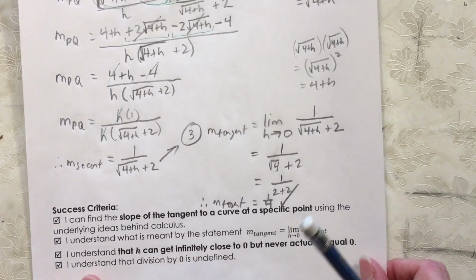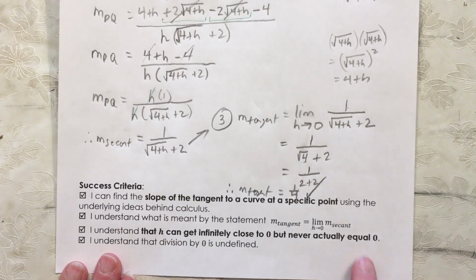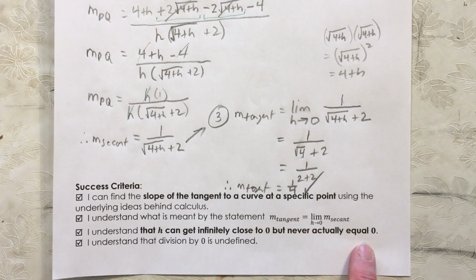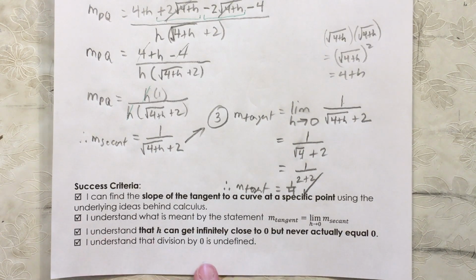Okay, so our success criteria for this first intro to calculus lesson is that we can find the slope of the tangent to a curve at a specific point using the underlying ideas behind calculus. We understand what's meant by the statement that the slope of the tangent is equal to the limit as h approaches 0 of the slope of the secant. We understand that h can get infinitely close to 0, but it can never actually equal 0. Okay, and we understand that division by 0 is not defined.